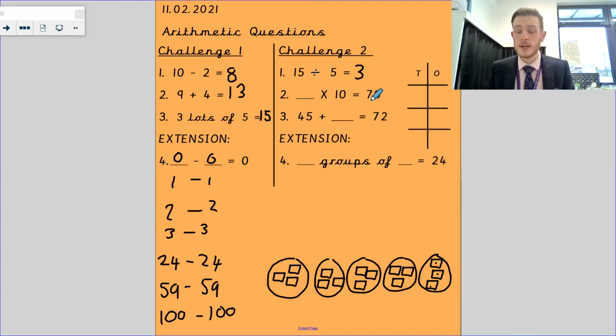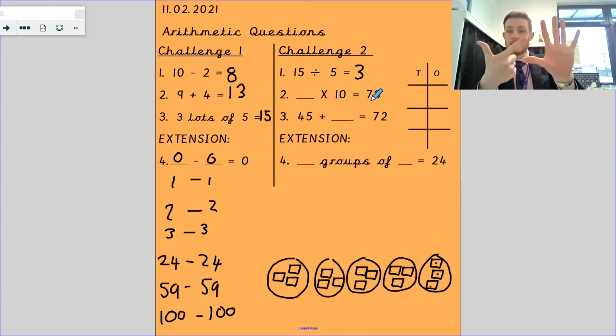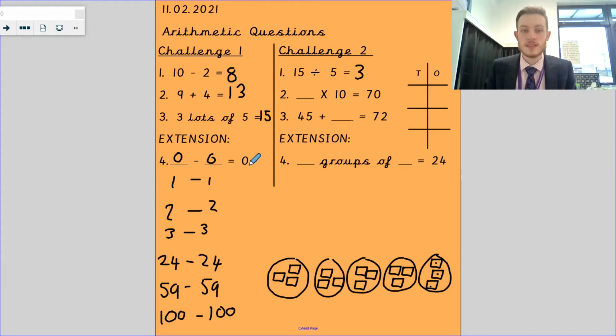Well, I can count in my 10s. 10, 20, 30, 40, 50, 60, 70. How many have I counted? 1, 2, 3, 4, 5, 6, 7. 7 lots of 10. 7 groups of 10 is 70. 45 add something is 72. Ooh, that's a tricky one.